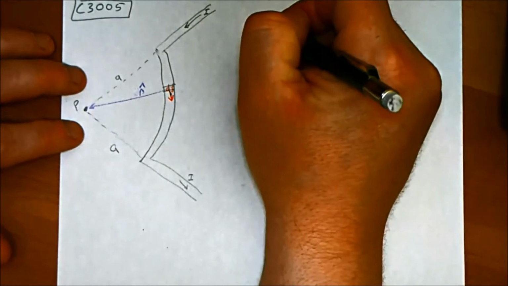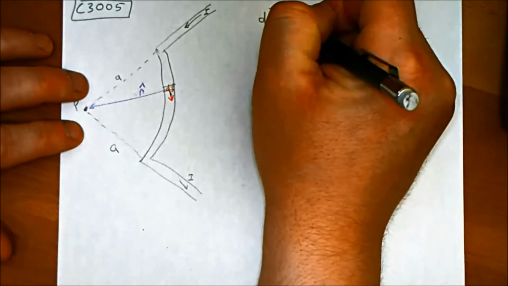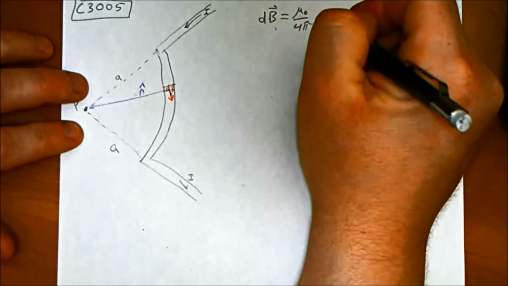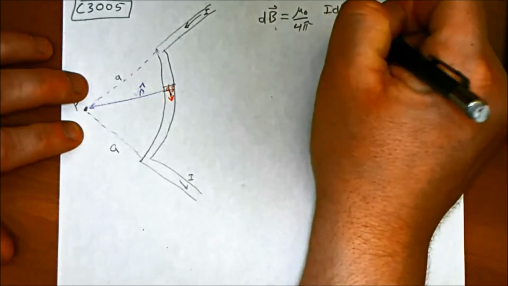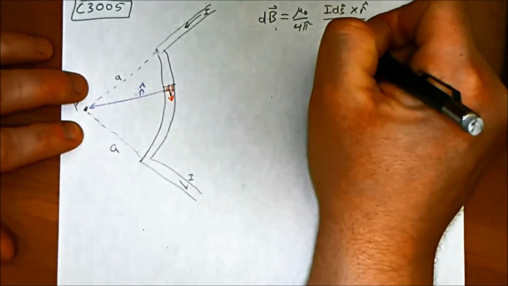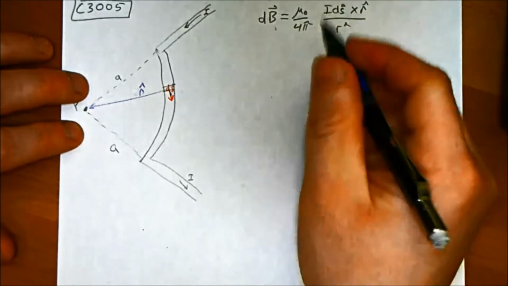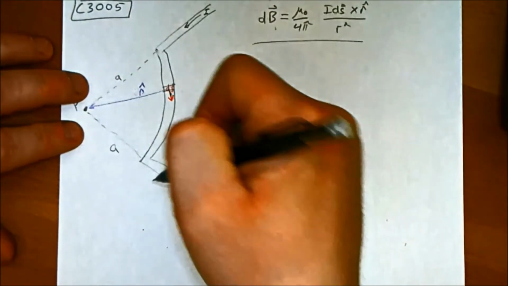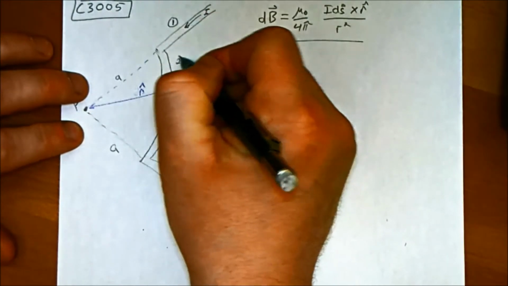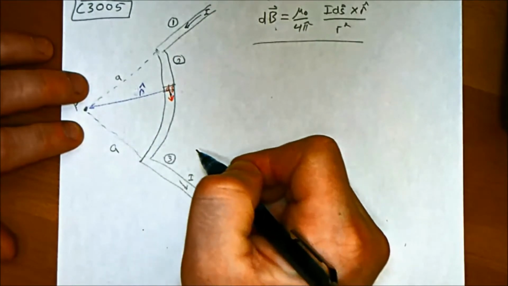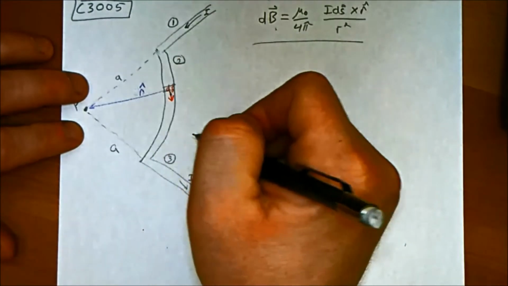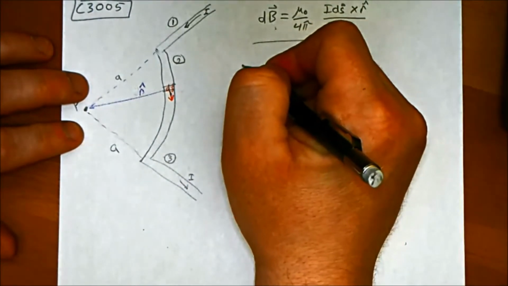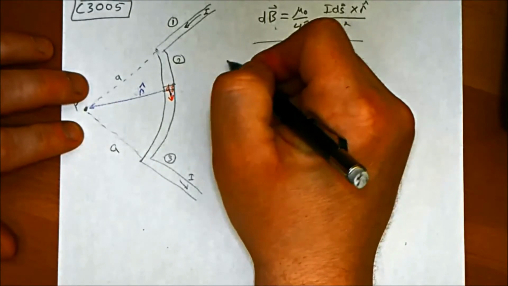Okay, so first we start where we always do, with Biot-Savart's law, mu naught over 4 pi times I ds cross r hat over r squared. And we also note that we have really 3 distinct sections here: section 1, section 2, and section 3, because different things are going on in the different sections. So let's just look at them individually and add them up. Let's look at section 1 first.